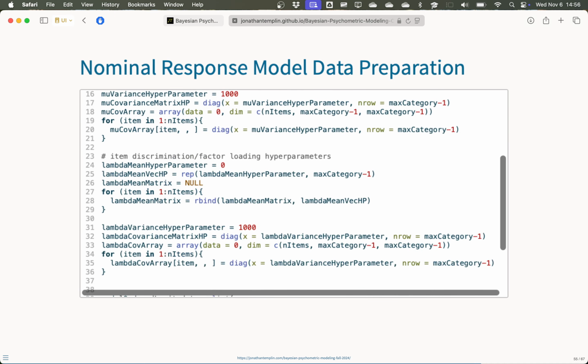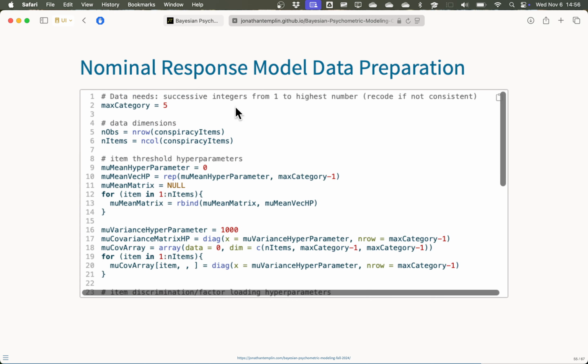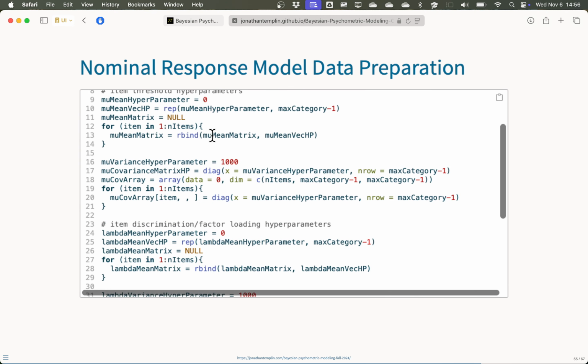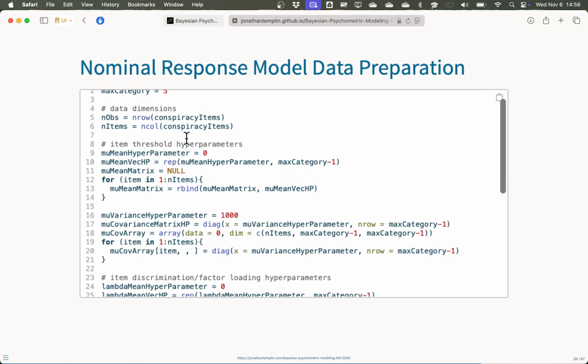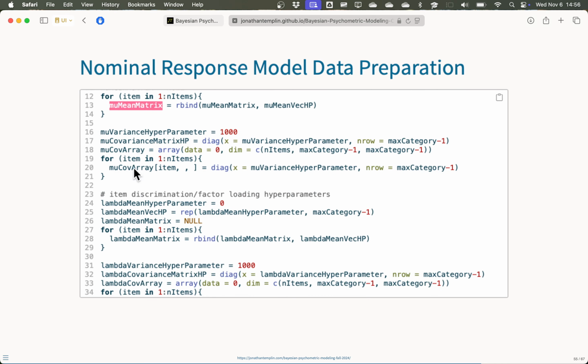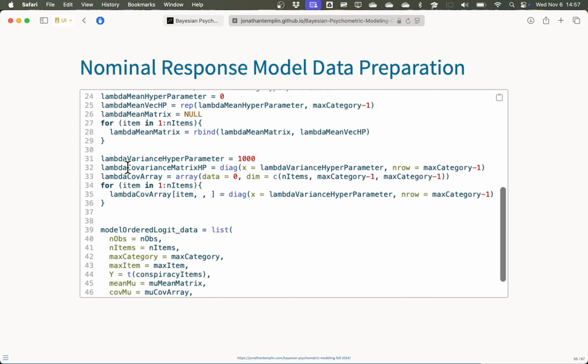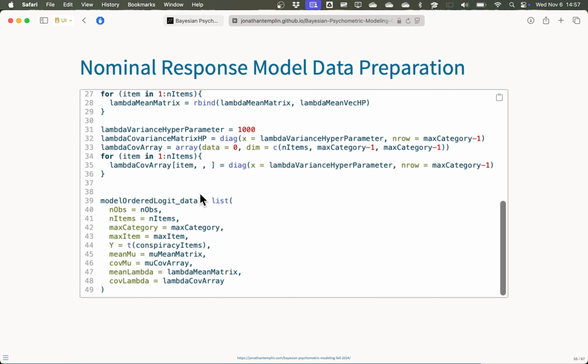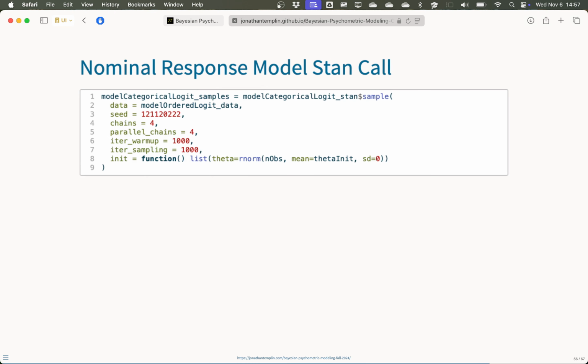In the same way of building data that we saw before, this is the same code that I gave you where I'm building the array objects in R. The main thing to note is that the mean vector is a two-dimensional matrix, and the covariance matrix is a three-dimensional array. And we build our Stan data with it. All right, here's our function call for this.